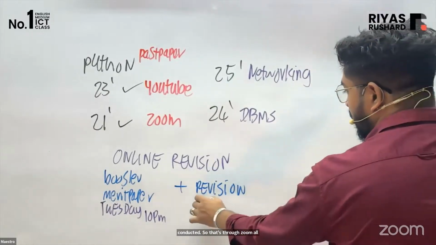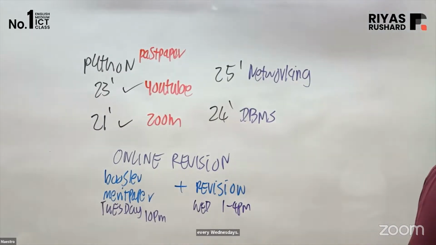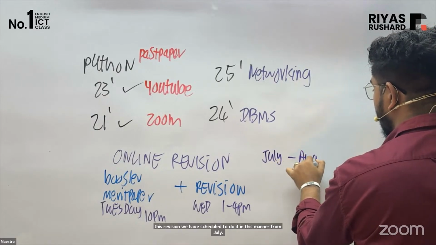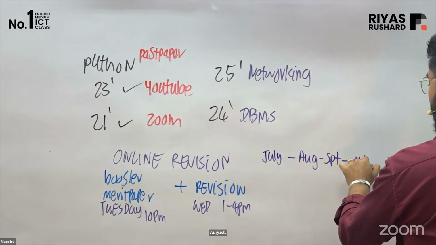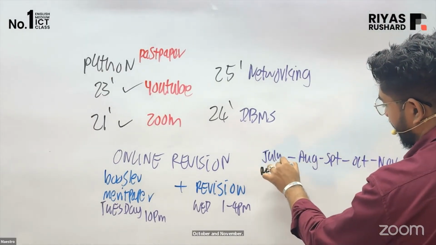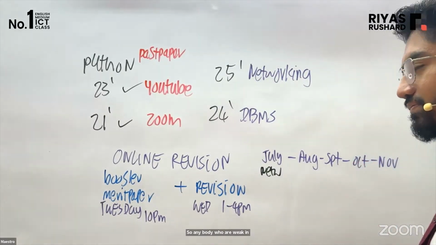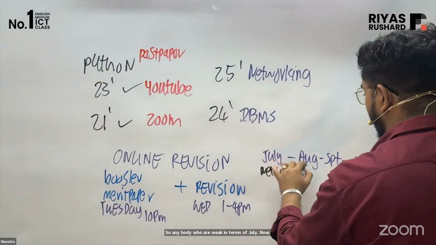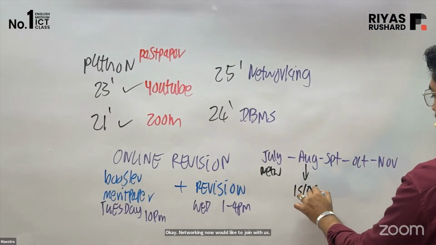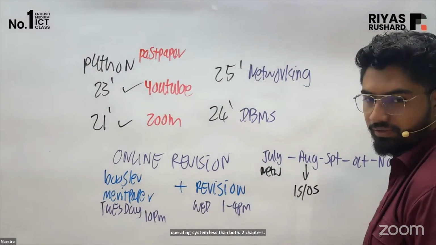Revision we will go through every Wednesday from 1 to 4 p.m. We have scheduled this revision in this manner for July, August, September, October, and November. In this series, I'm planning to do networking in July. Anybody who is weak in networking and would like to join us can do so. Here I'm planning to cover information systems and operating systems, both chapters, completely.